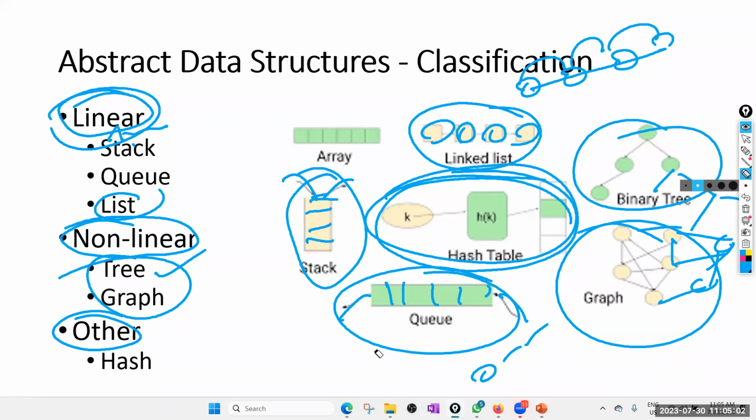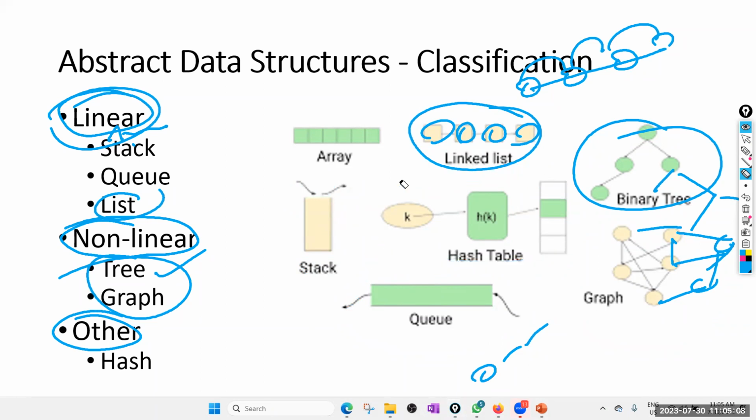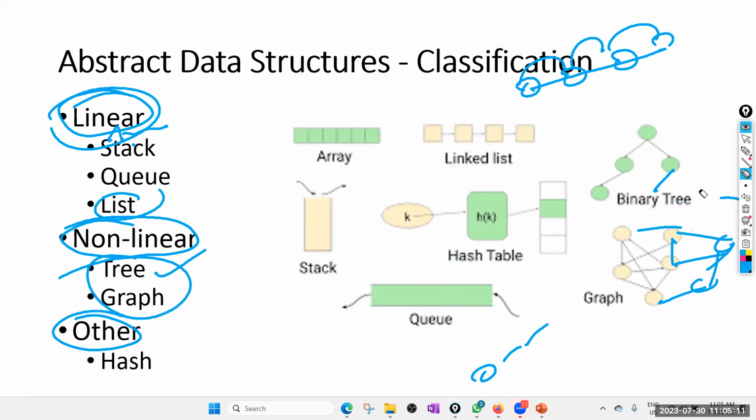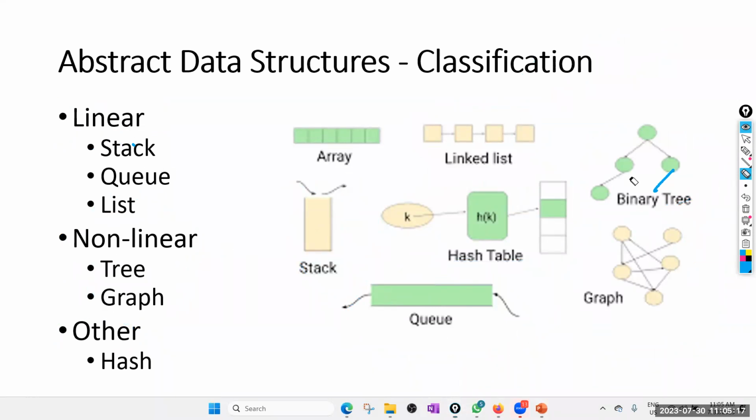The place where you are supposed to use a stack, don't use a queue. So some problems can be modeled using stack, other ones using queue. Okay. Linear, non-linear, and special data structures. Okay. Abstract data structures.